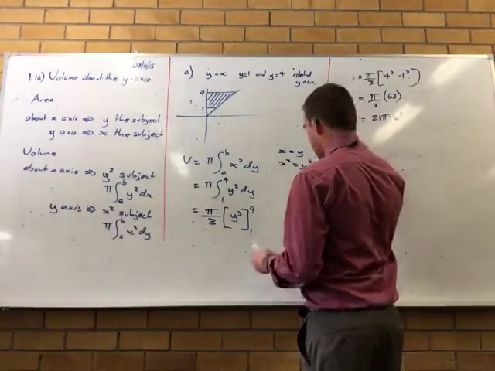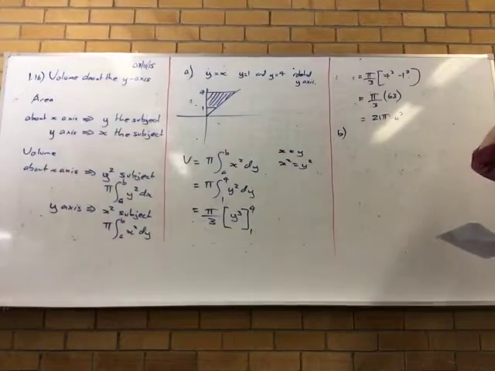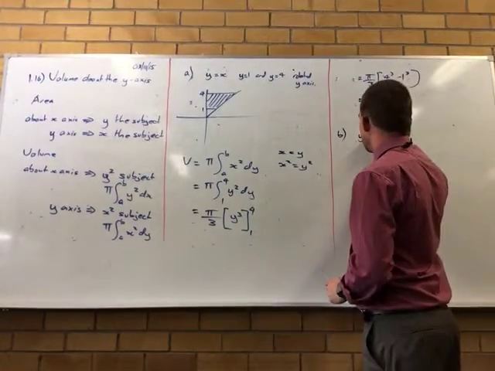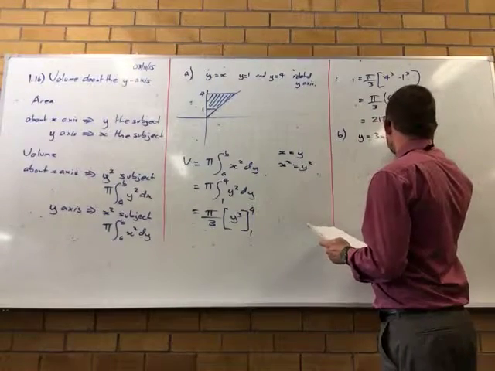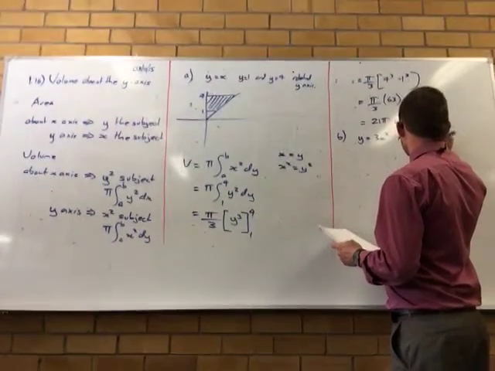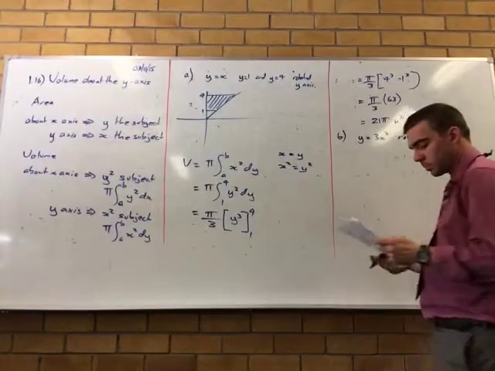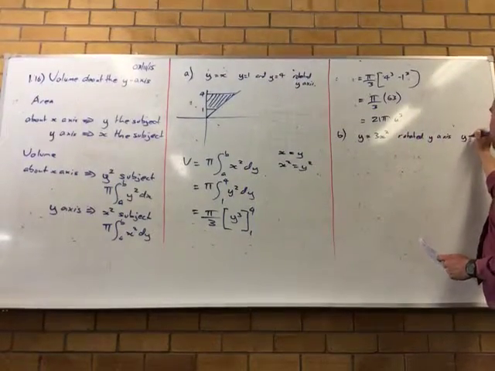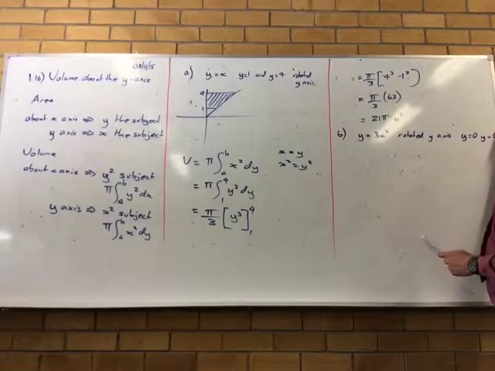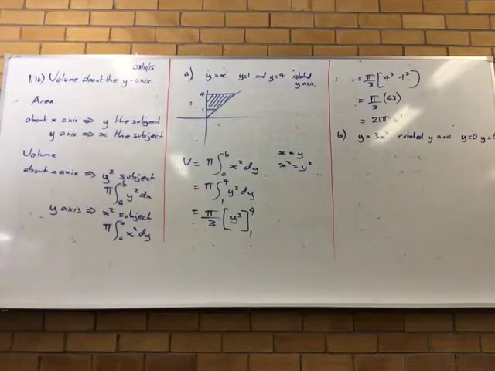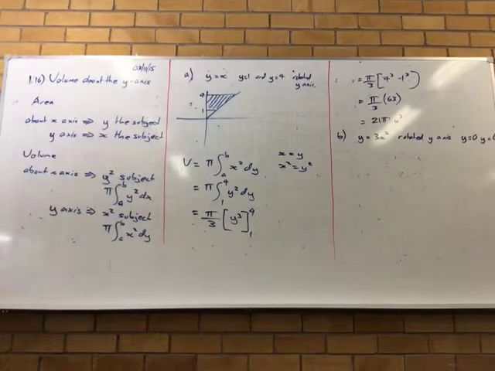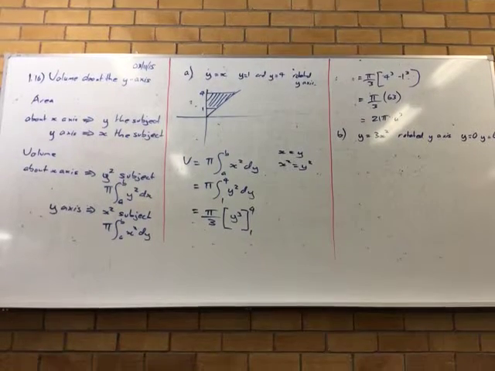B. The curve y equals 3x squared, rotated about the y-axis between y equals 0 and y equals 6. Find the volume formed. Right. What's the graph?